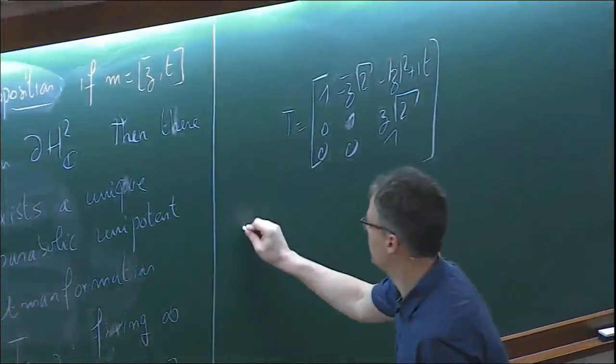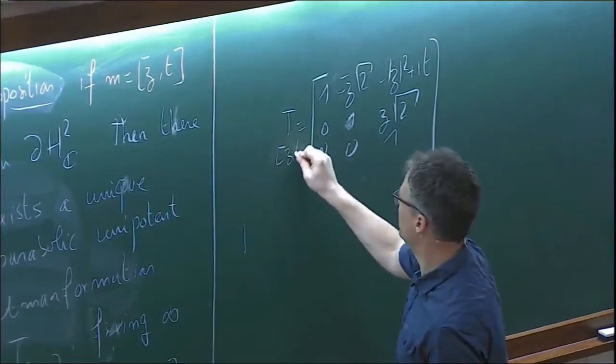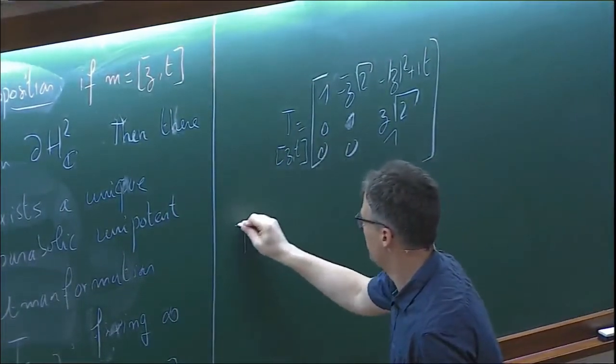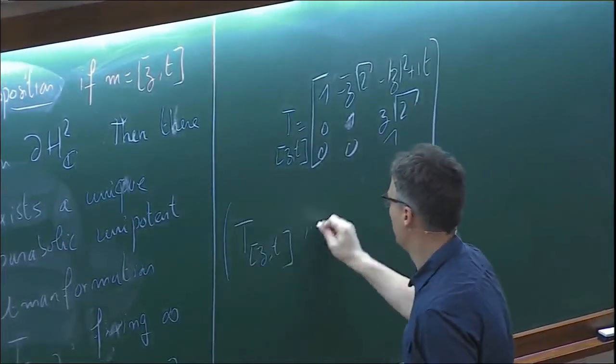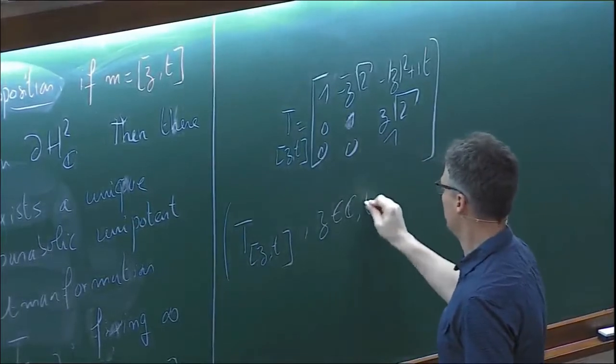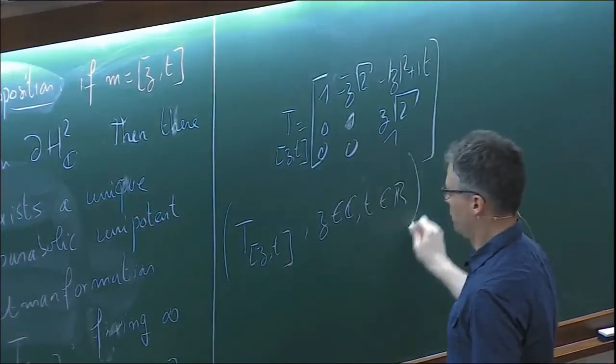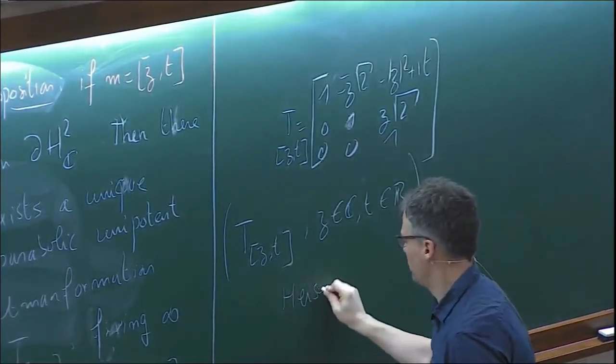So the set of (z, t), with z in C and t in R, is the Heisenberg group.